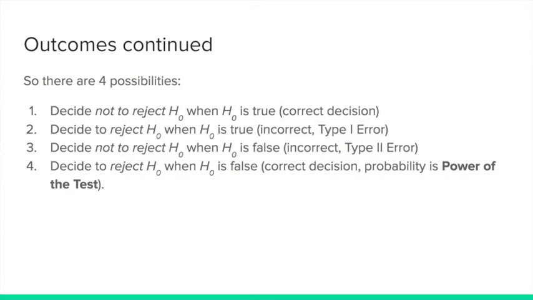So here are those possibilities again, just listed out. Number 1, if we decide not to reject and the null is true, then that's the correct decision. If we reject the null when the null is true, that's a type 1 error. If we decide not to reject and the null is false, then that's a mistake and it's a type 2 error. And finally, if we decide to reject and the null is false, then that's the correct decision. And that, by the way, that probability there is tied to what we call the power of the test, which we'll talk about more in just a minute.